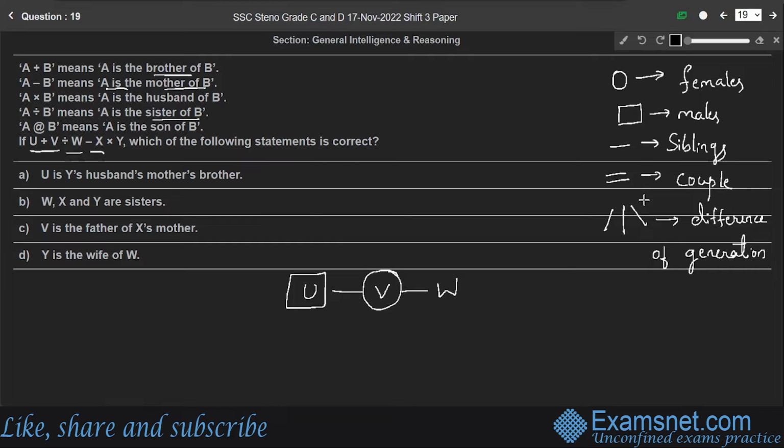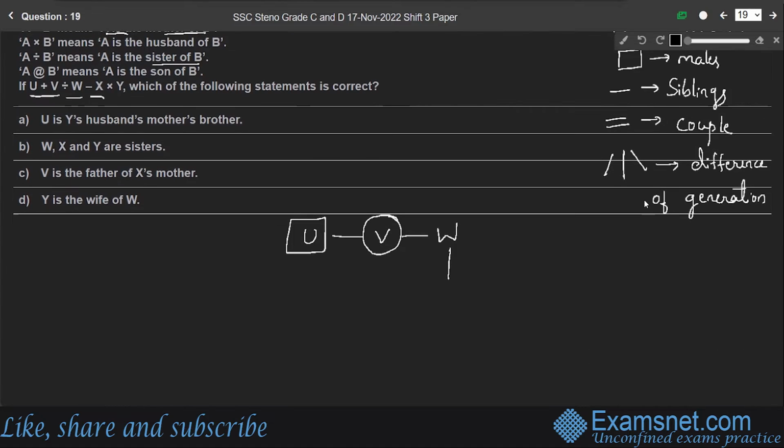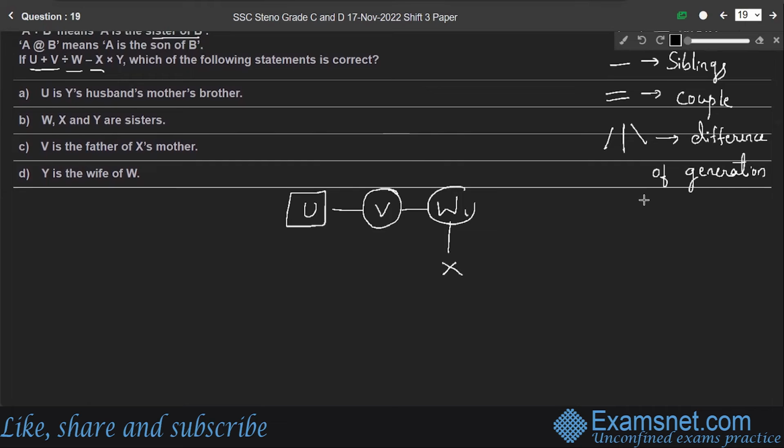W is mother of X. Therefore, so difference of generation. So X's mother is W. Therefore, W is again female. W is mother of X.